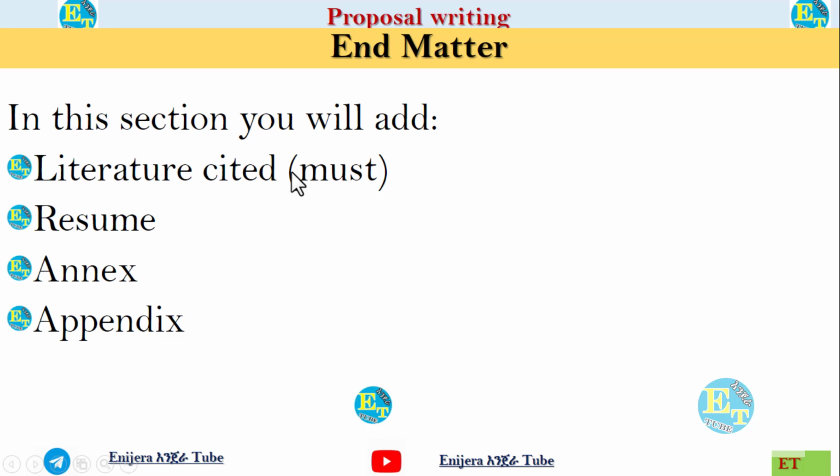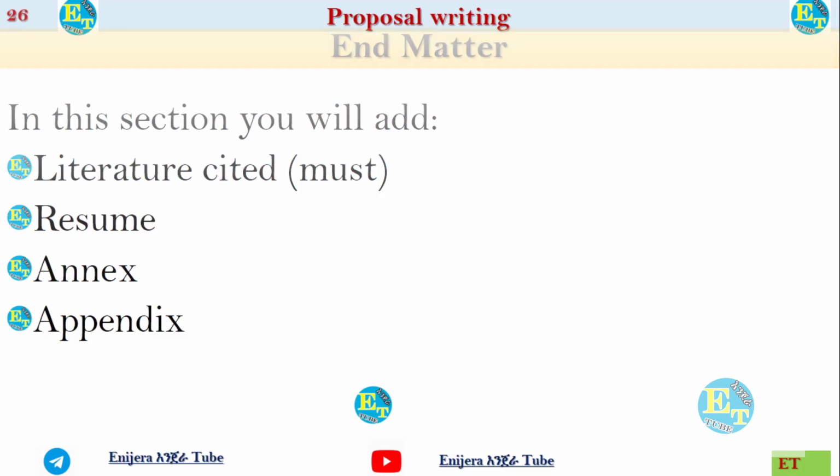A proposal has two main matters, front matter and end matter. The end matter contains literature cited, resumes, annex and appendix.